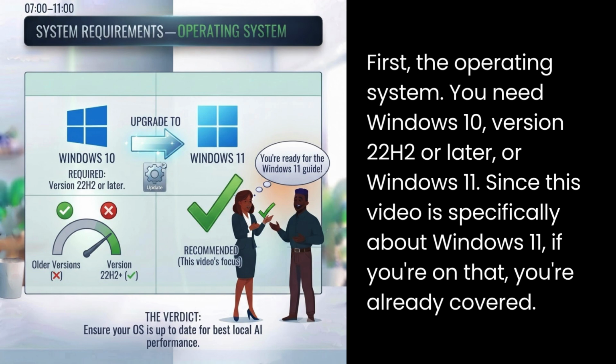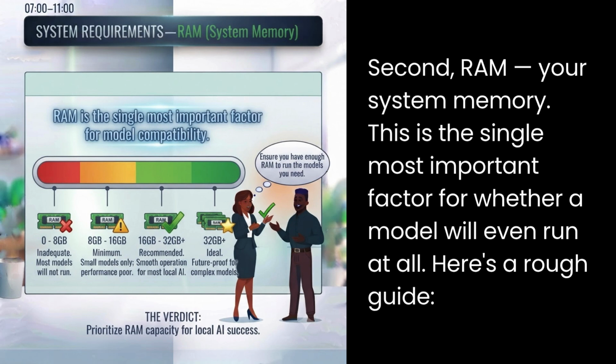First, the operating system. You need Windows 10, version 22H2 or later, or Windows 11. Since this video is specifically about Windows 11, if you're on that, you're already covered. Second, RAM, your system memory. This is the single most important factor for whether a model will even run at all.